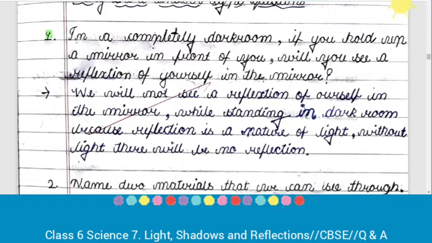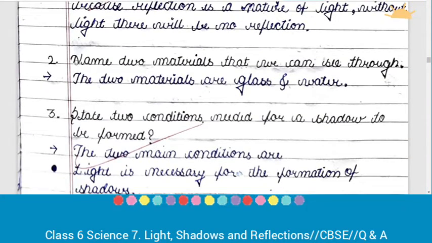First question, in a completely dark room, if you hold up a mirror in front of you, you will see a reflection of yourself in the mirror. Answer, we will not see a reflection of ourselves in the mirror while standing in a dark room, because reflection is the nature of light. Without light, there will be no reflection. Second question, name two materials that we can see through. Answer, the two materials are glass and water.